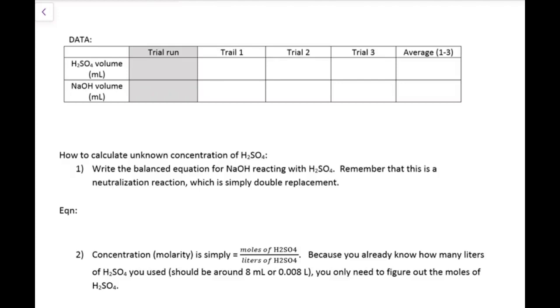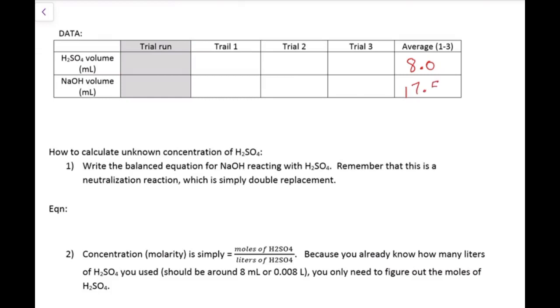Right now, I'm going to take a little bit of time to explain how we're going to deal with the data that we collected in our burette titration lab. So first of all, I'm going to make up some data. I'm not going to go through all the trials that you guys went through. I'm just going to jump right to the average and say that I had an average of 8.0 milliliters of H2SO4 and an average volume of NaOH, let's say 17.5.